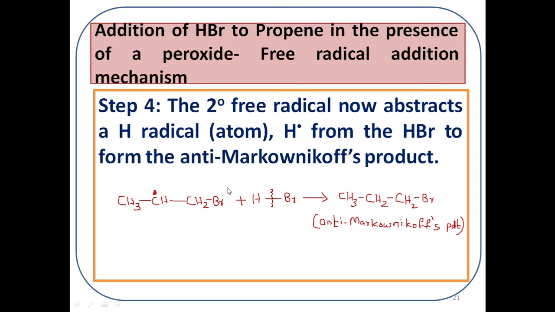So hydrogen is abstracted from HBr. Here the hydrogen atom will be added to the carbon atom next to the terminal carbon atom, and therefore we will get the anti-Markovnikov's product, and a bromine free radical will be generated again here that will be used for the next cycle of the reaction.